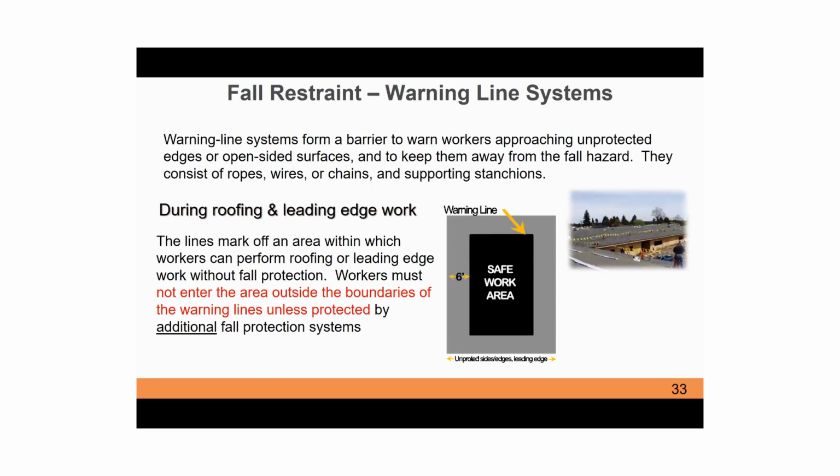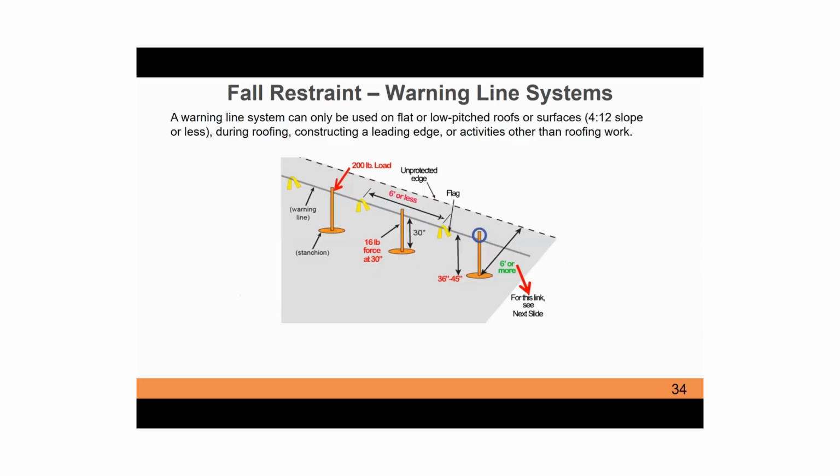Warning line systems. This is one that we see often when we're doing our inspections, and there are often several different requirements that we go through and they're not met. One of the biggest ones is keeping the employees outside the boundaries of the warning lines unless they're protected by an additional fall protection system.